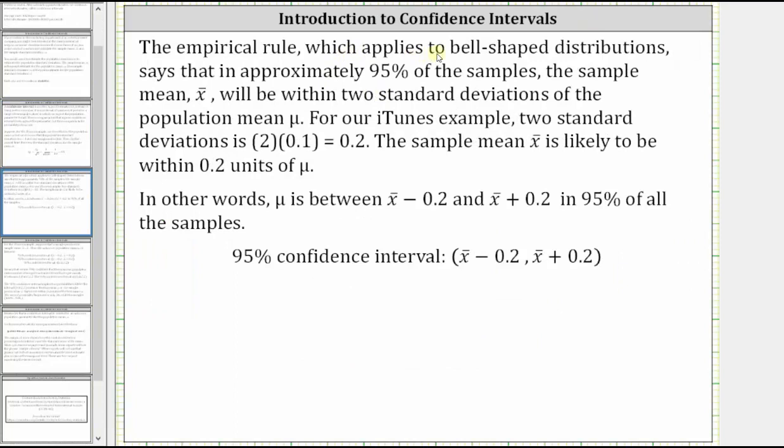The empirical rule, which applies to bell-shaped distributions, says that in approximately 95% of the samples, the sample mean x bar will be within 2 standard deviations of the population mean mu. For the iTunes example, 2 standard deviations is equal to 2 times 0.1 or 0.2. The sample mean x bar is likely to be within 0.2 units of mu. In other words, mu is between x bar minus 0.2 and x bar plus 0.2 in 95% of all of the samples. Meaning the 95% confidence interval is from x bar minus 0.2 to x bar plus 0.2.